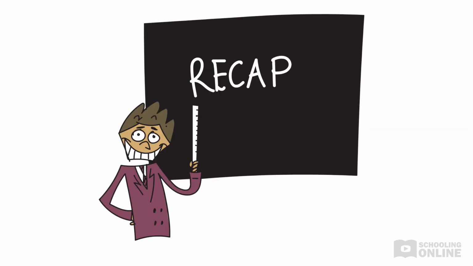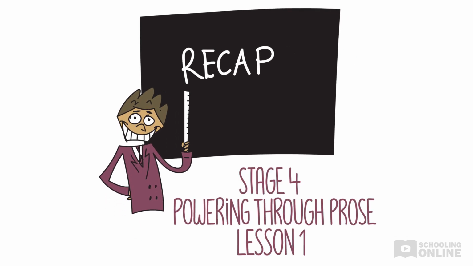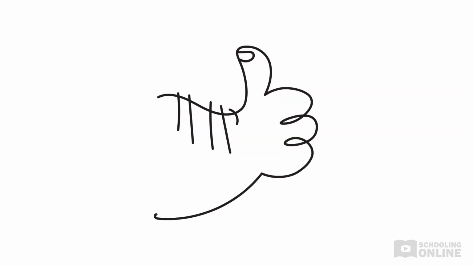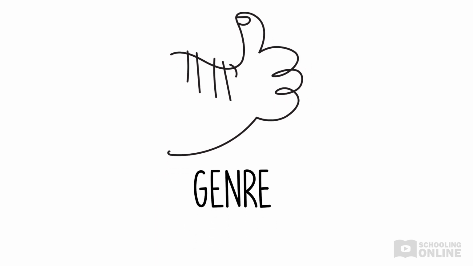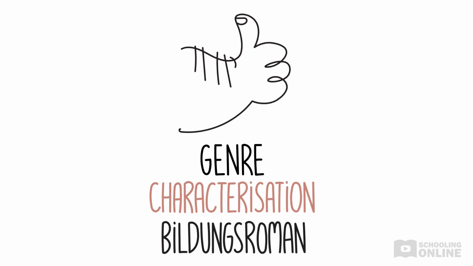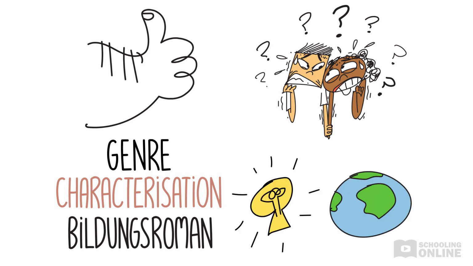To wrap up our lesson, let's recap our understanding of a niche genre we discussed in Stage 4. The coming-of-age novel, or Bildungsroman. This is a fantastic example of how an author's genre might influence their process of characterisation, as almost all Bildungsroman novels feature naive protagonists who are put through some sort of complication in order to discover something new about themselves or the world around them.